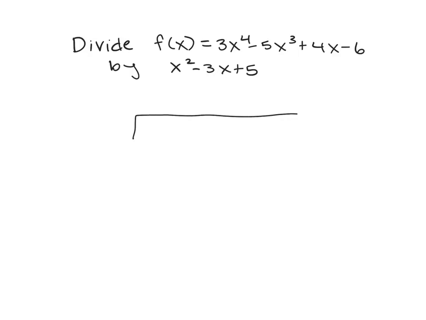So the first thing I'm going to do is write out my f of x part. So I'm dividing 3x to the fourth minus 5x cubed plus 4x minus 6 by x squared minus 3x plus 5. But I have to be very careful. I always want to include every single term that there is. And if there's not a term, for example, we don't have an x squared term, I want to include a 0x squared term so that I have a placeholder for that piece. And so I'm going to write that out here. Same thing with my other one.